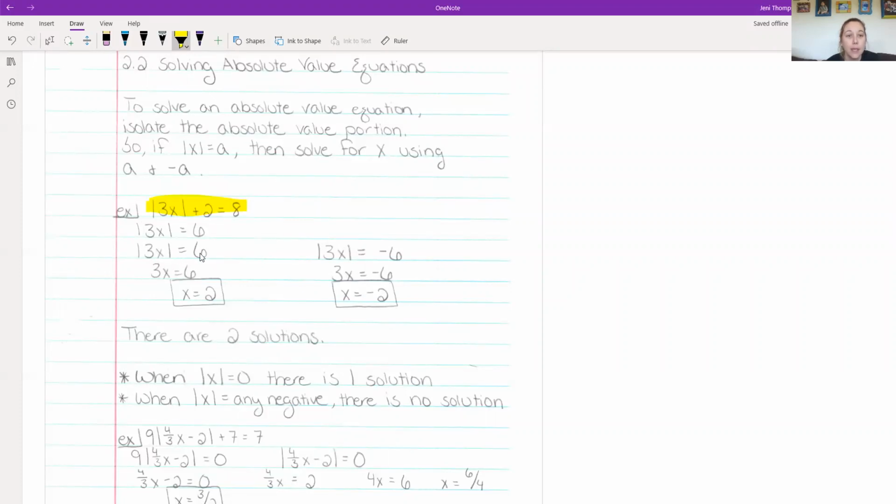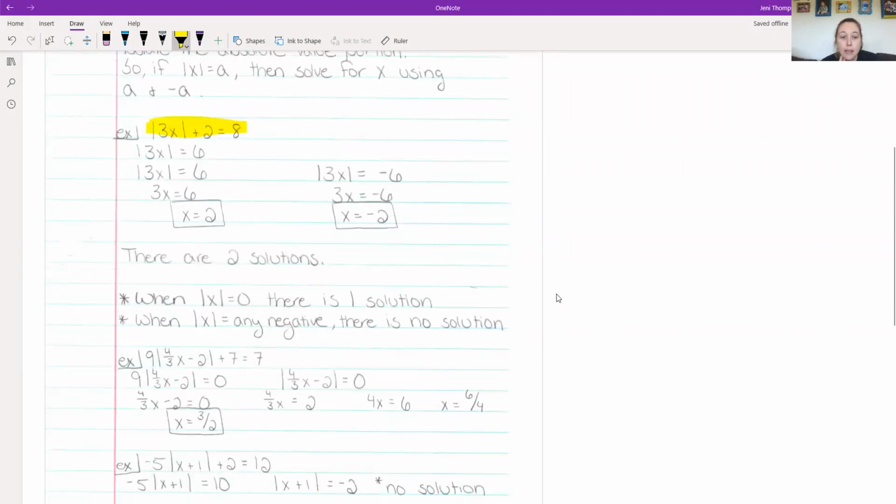I've set it up here. The absolute value of 3x equals positive 6, and the absolute value of 3x equals negative 6. Okay, then we just drop the absolute value bars and solve. So 3x equals 6. That gives us x equals 2. 3x equals negative 6. That gives us x equals negative 2. So there are two solutions.